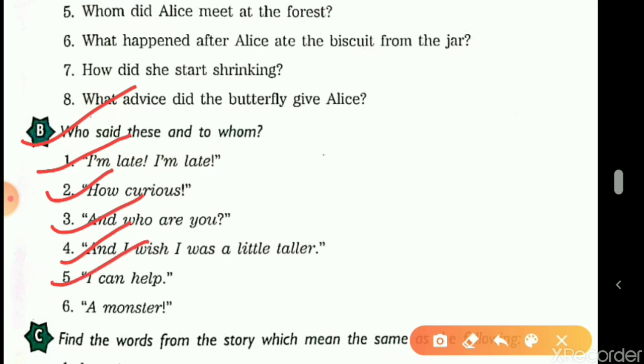Fifth, I can help. The butterfly said to Alice. Sixth, a monster. The white rabbit said to Alice.